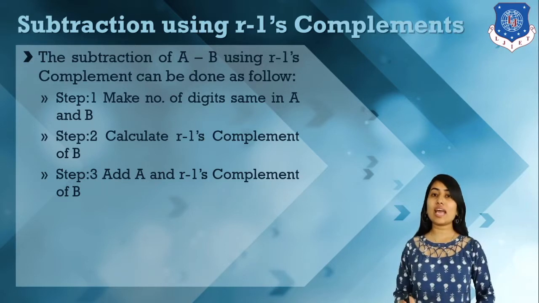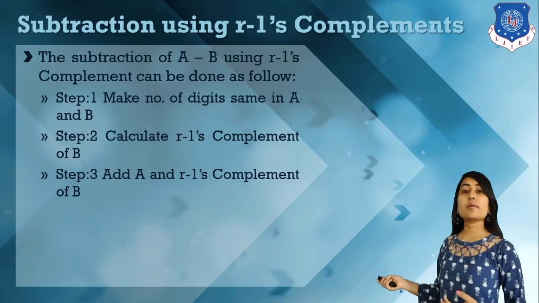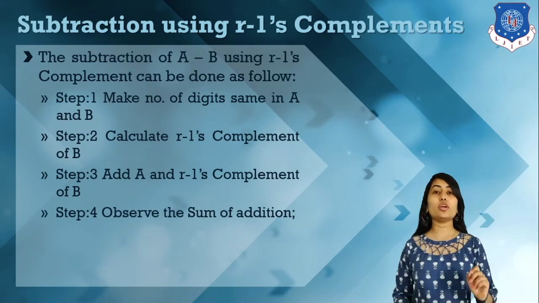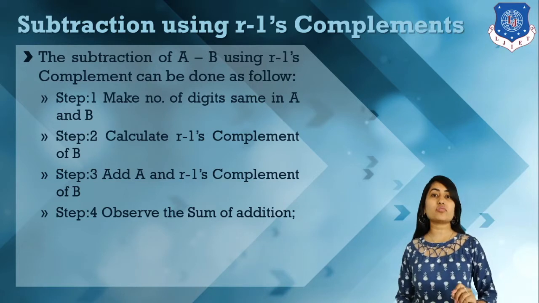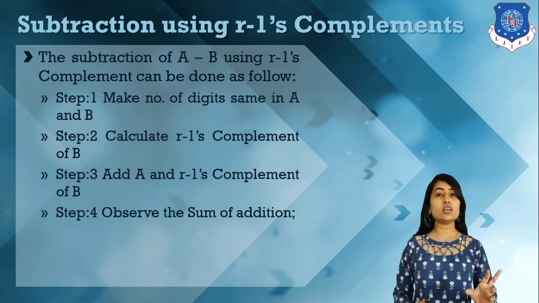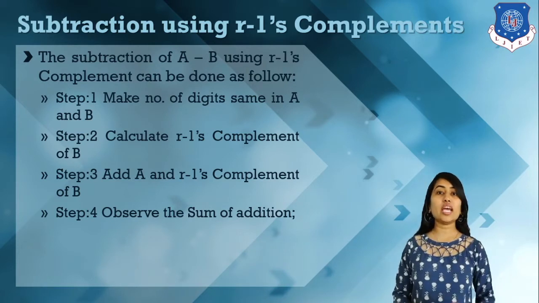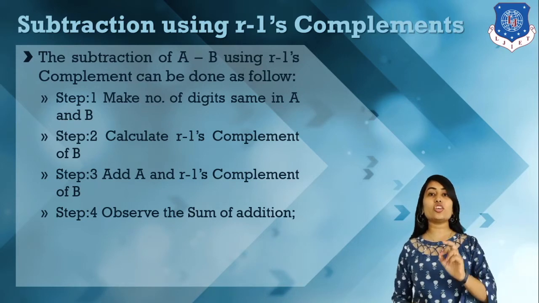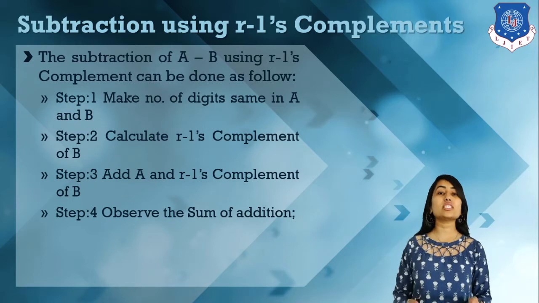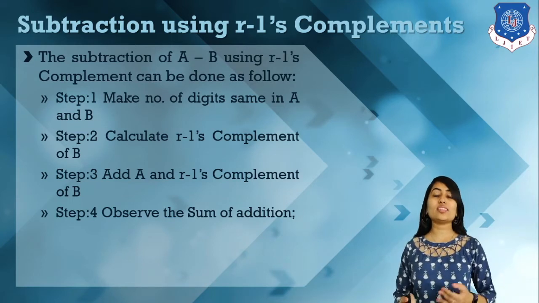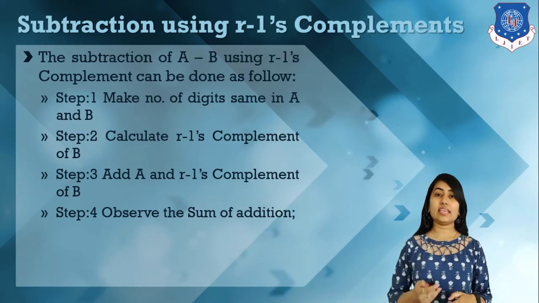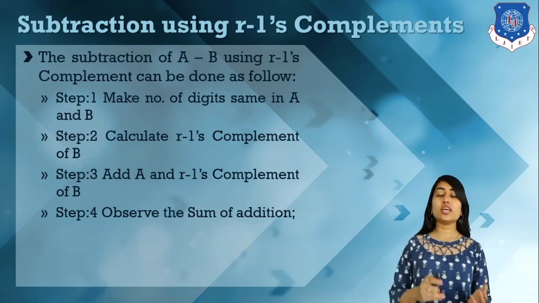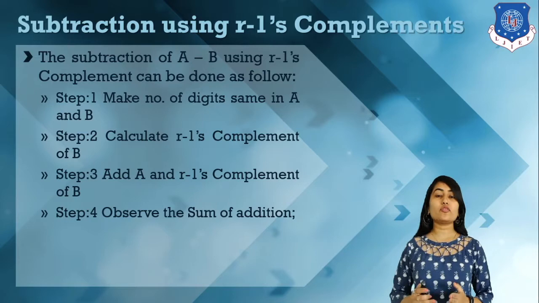Now we have a summation result. Step number 4: observe that summation result. As we observe it, we have two cases: either the first number is greater than or equal to the second number, or the first number is less than the second number. That is, either a greater than or equal to b, or a less than b. In both cases we have a different answer.